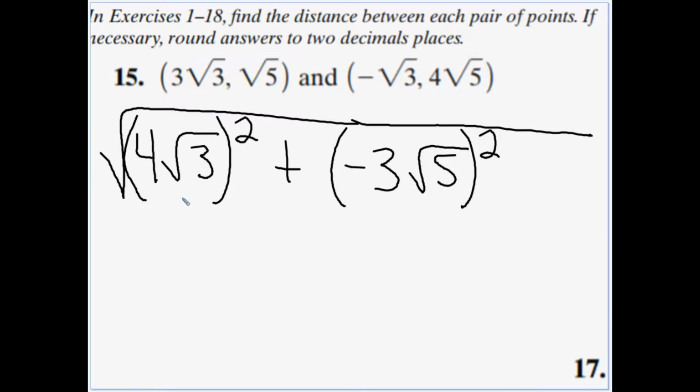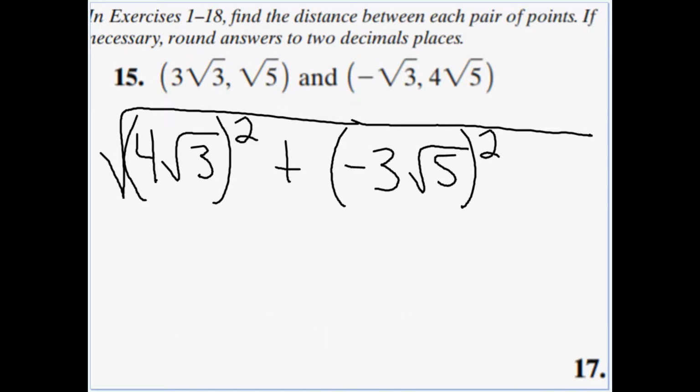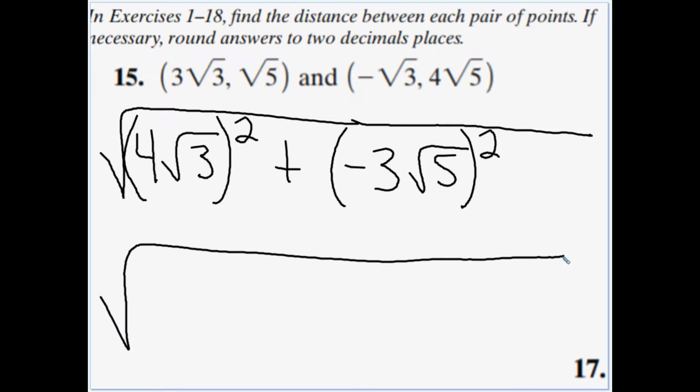So what we're going to do here, if I just come down here for some scratch work, 4 root 3 squared is 4 times the root of 3 times another 4 times another root of 3. So we square the 4's and we'll get a 16, and we will multiply root 3 times itself, being the root of 9, or just 3. So don't lose track of the radical.